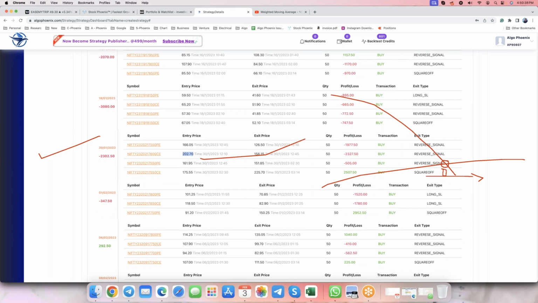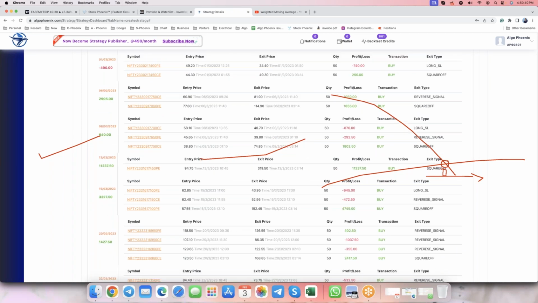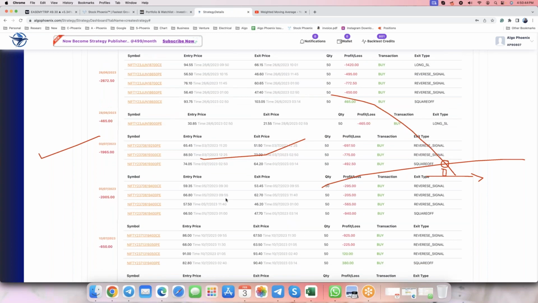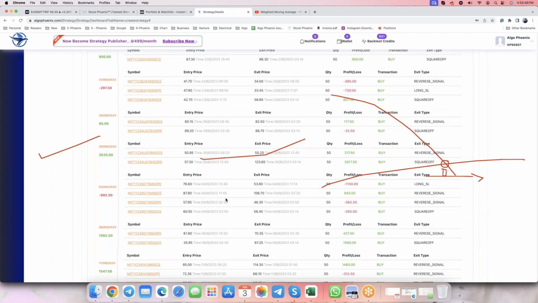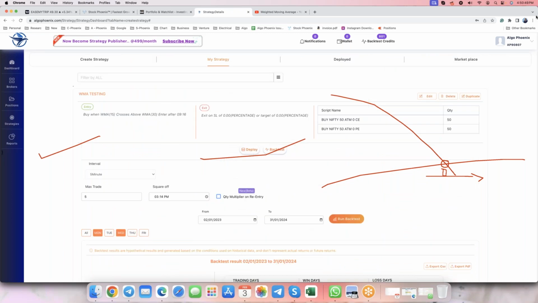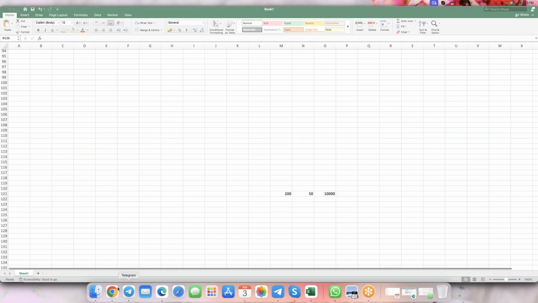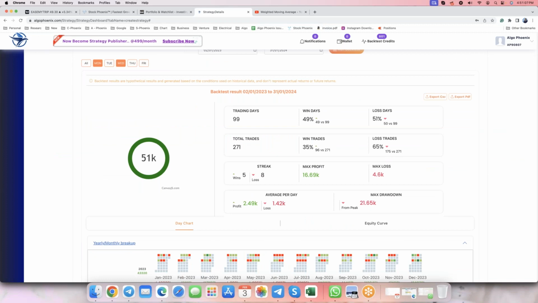is 200. So roughly 200 is the premium which the system is taking on every ATM call. Now 200 is the premium for one lot of trading. If the premium is 200 and the lot size is 50, then if you see this, the investment required is 10,000 rupees, and these are the returns month on month.